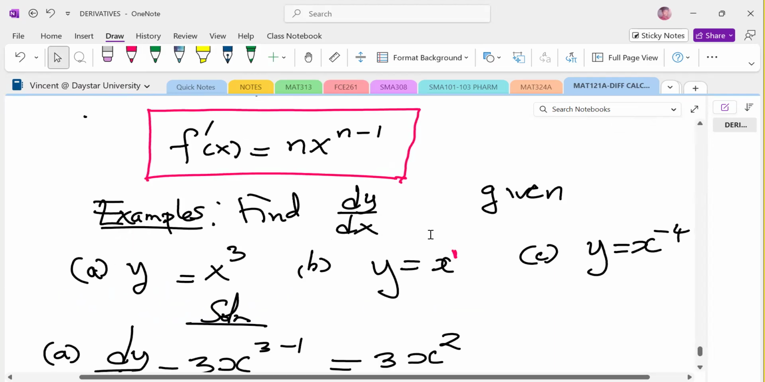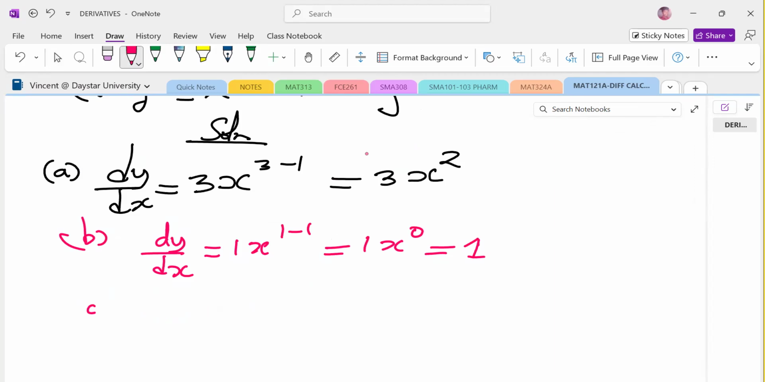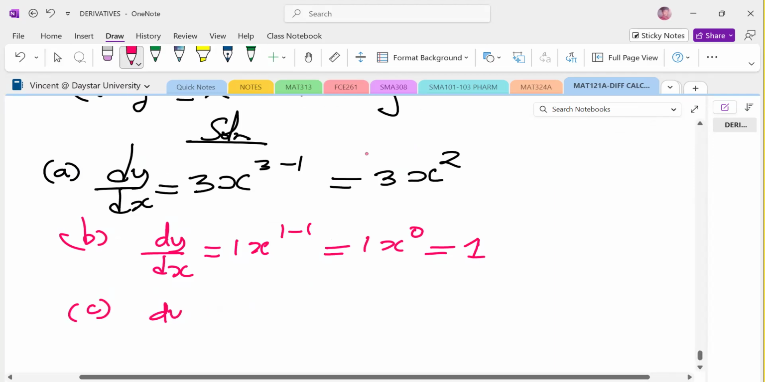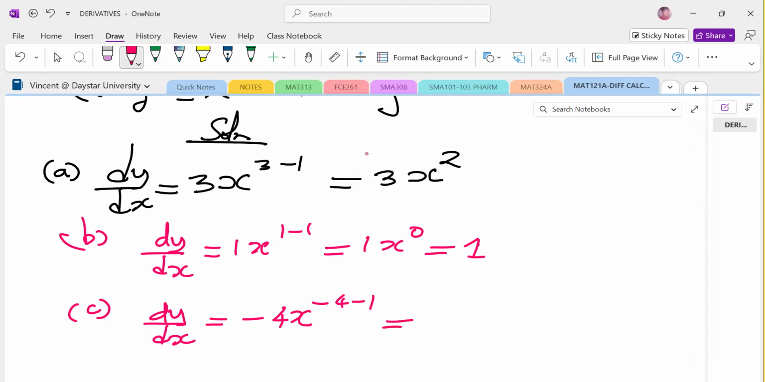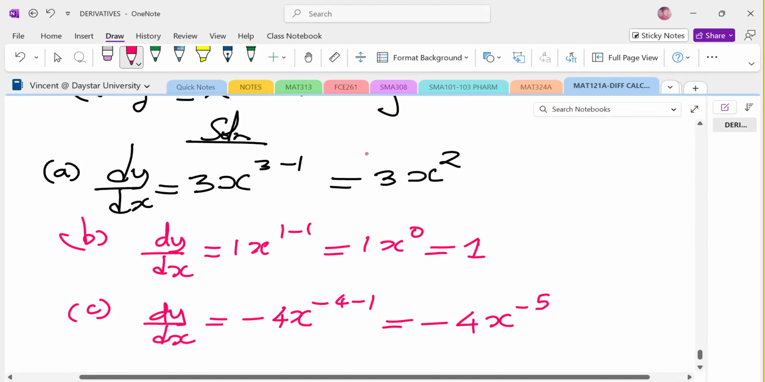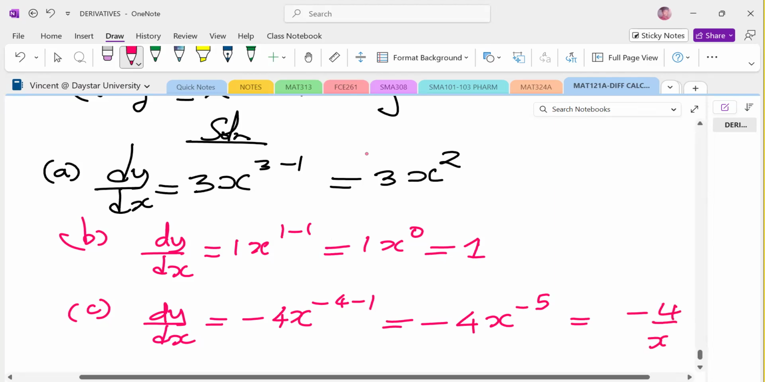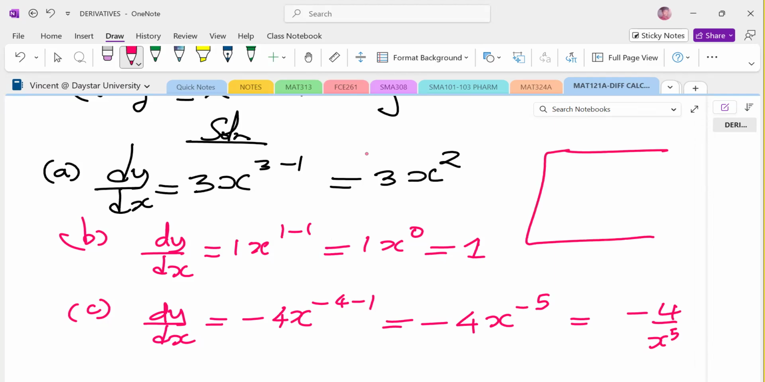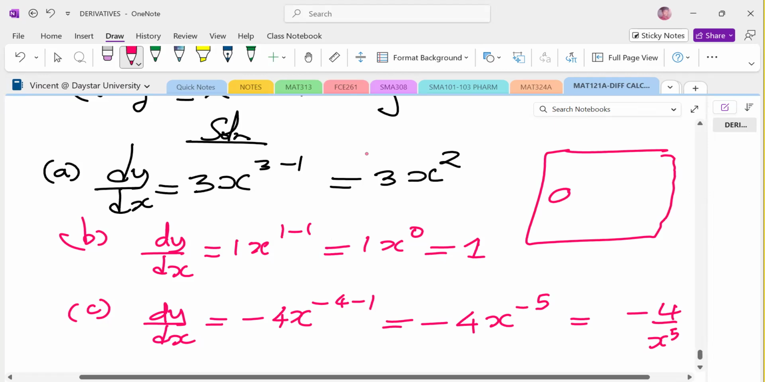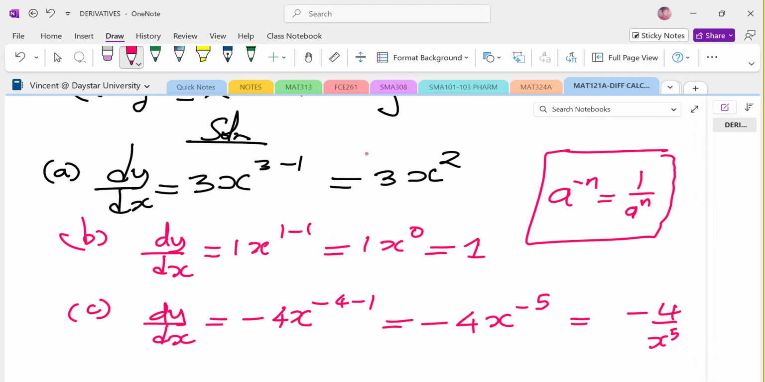Then see the power is minus 4. So I'll say dy dx, you drop minus 4, then you subtract 1 from this minus 4. So it'll be minus 4 x power minus 5, which you may write as minus 4 over x power 5. Because remember from your Form 2 work, if I have a power minus n, it's the same as 1 over a power n. So these and these are the same.